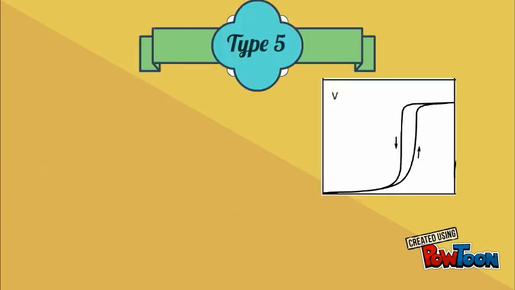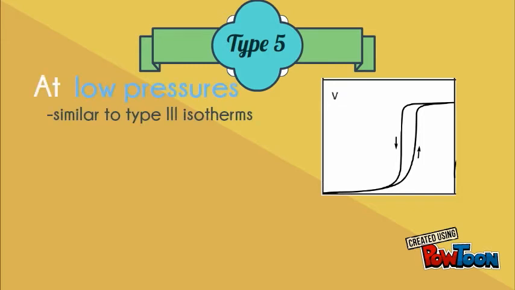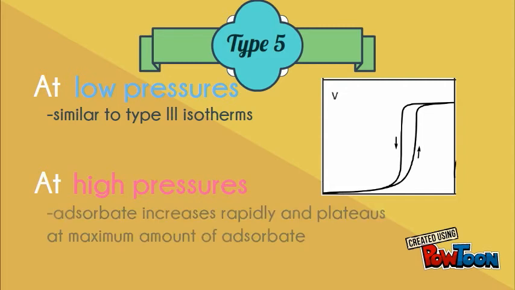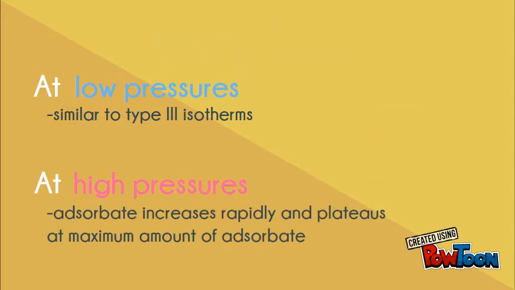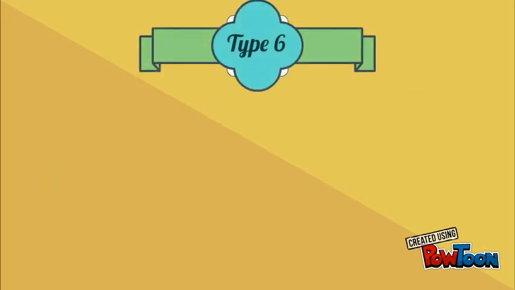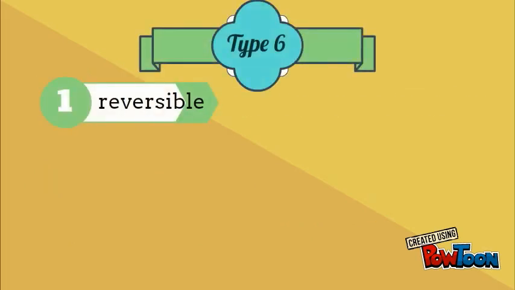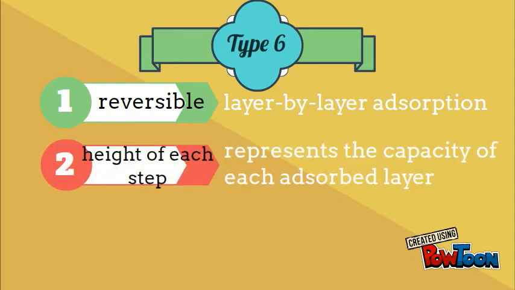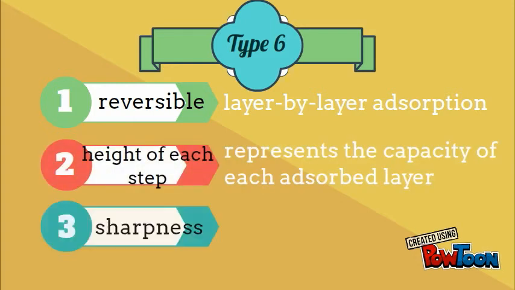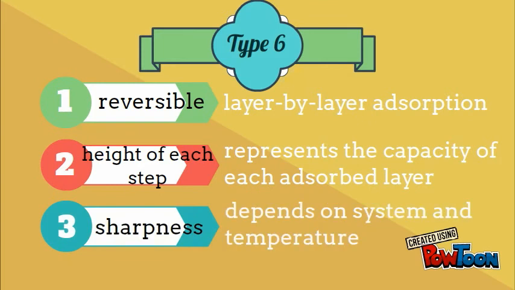Type 5 isotherms look similar to Type 3 isotherms in the low pressure range. As pressure is increased, adsorbate increases rapidly and plateaus at a maximum amount of adsorbate. Lastly, Type 6 isotherm shows reversible layer-by-layer adsorption. The height of each step represents the capacity of each adsorbed layer. The sharpness of each step depends on the system and temperature.